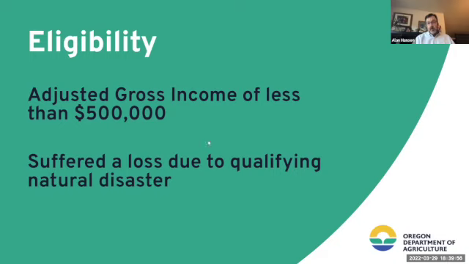So the other criteria is you suffered a loss due to a qualifying natural disaster. And of course, heat and drought were probably the two biggest ones in 2021. There's also fire, there's also ice damage, pest infestations. So if your crops were damaged, or your income was harmed because of one of those damages, you qualify. So let's go ahead and go to the next slide.